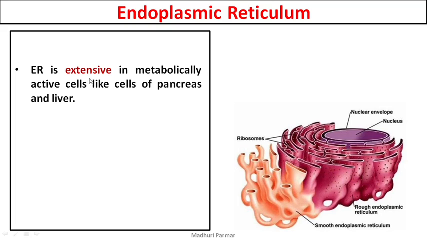Endoplasmic reticulum is extensive. Extensive means elaborate, very highly developed. So it is extensive in metabolically active cells. In cells which are metabolically active, you can find a lot of ER, like cells of the pancreas. You know, the pancreas is a mixed gland. It has endocrine function, which is it secretes insulin, glucagon, and somatostatin. And it also has exocrine function, which means it secretes all the digestive enzymes. So because the pancreas is very active, it has a lot of endoplasmic reticulum.